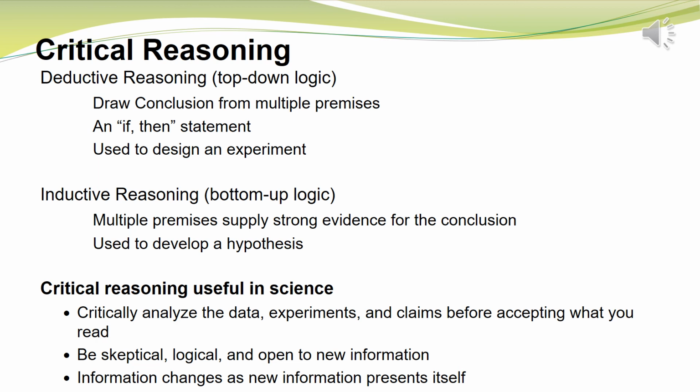And like I said, critical reasoning is most definitely useful in science. It's used to analyze the data and analyze the experiments and the claims before accepting what you read. A good scientist needs to be skeptical, he needs to be logical, and he needs to be open to new information as it comes, because you need to understand that information changes and new information presents itself.